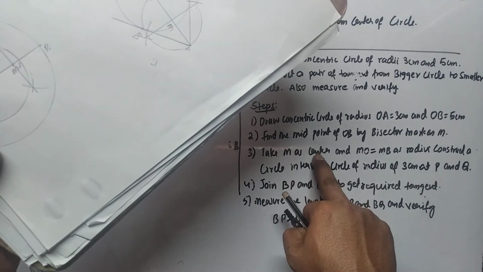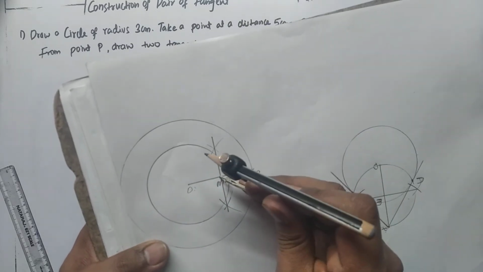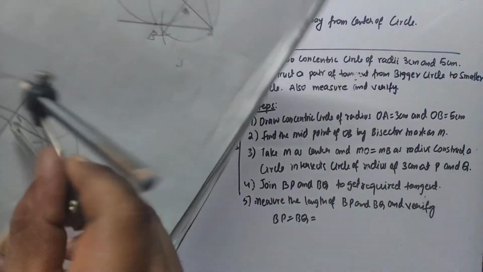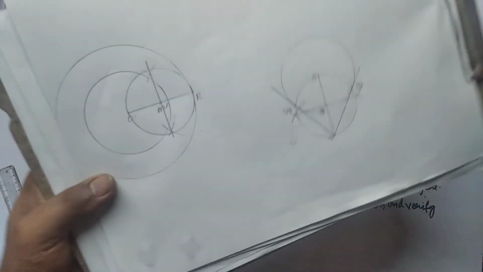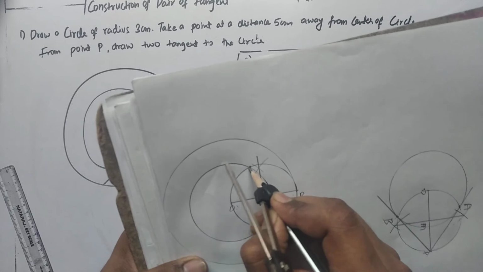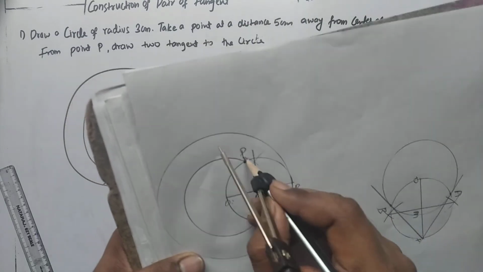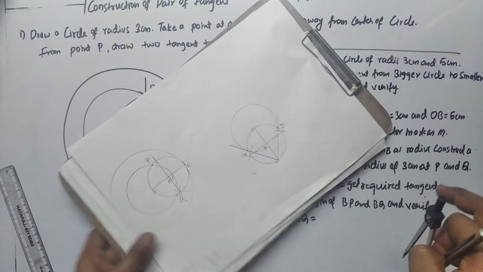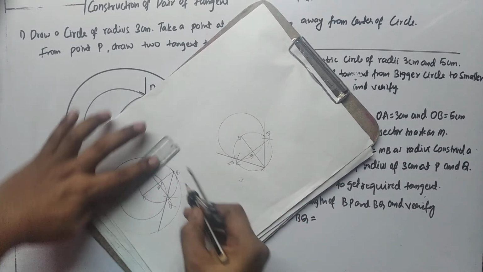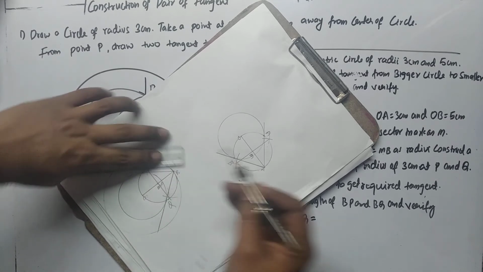Next, M as center, and MO and MB as radius, you have to draw the circle. See, we have drawn a circle. You can see that this new circle is intersecting the previous circle of 3 cm at these points. This is 1, this is 2. Mark this point as P, this as Q. Now you have to join BP and BQ. BP and BQ, these are the required tangents.